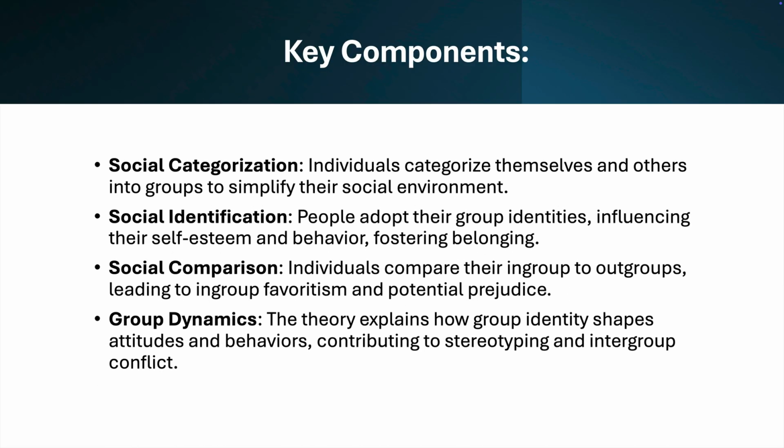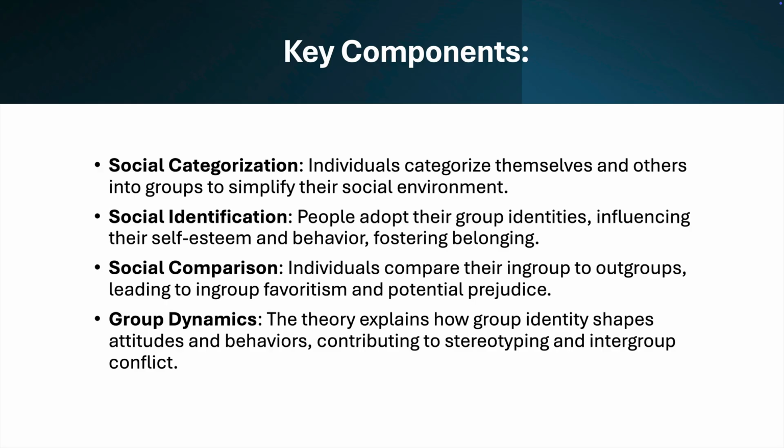Key components include social categorization. Individuals categorize themselves and others into groups to simplify their social environment. Social identification. People adopt their group identities, influencing their self-esteem and behavior, fostering belonging.